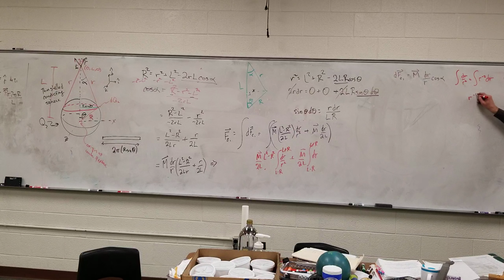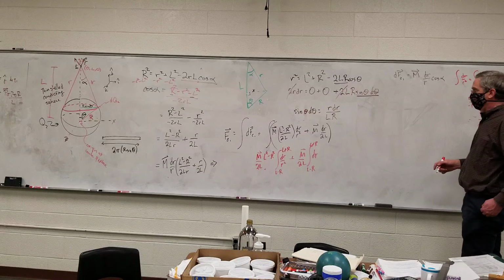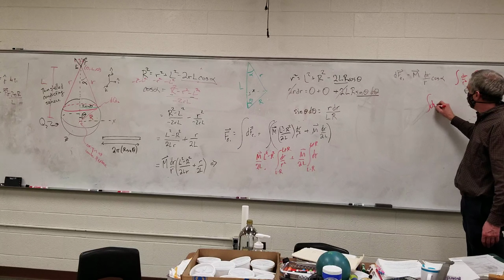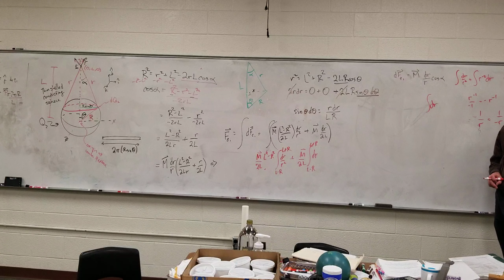Let's see, so r to the negative 1 over, you said negative 1 over r? Or I guess, negative r to the minus 1, pick your poison. They're all the same. And the integral of dr is r.